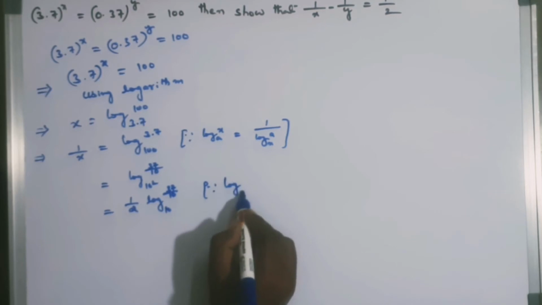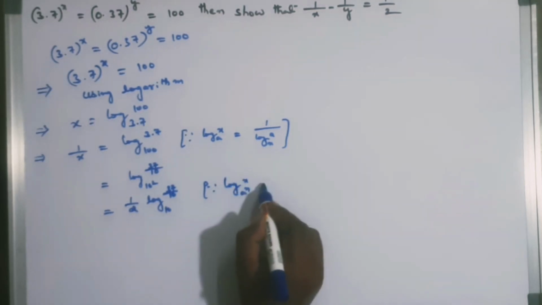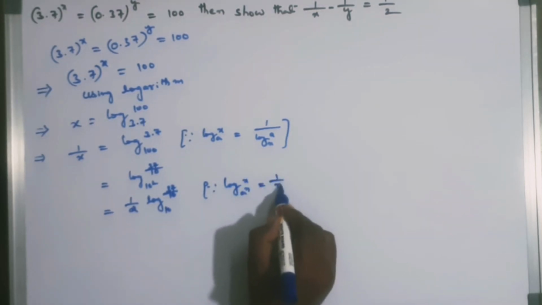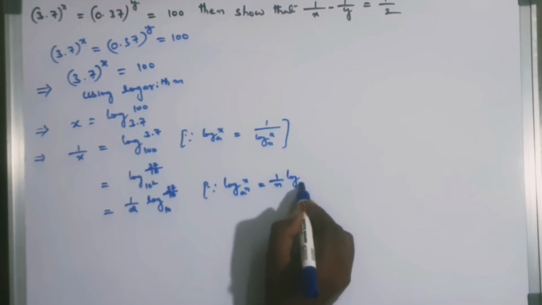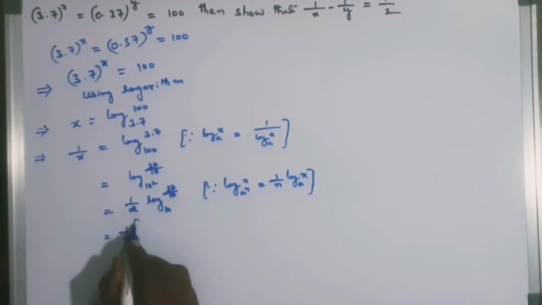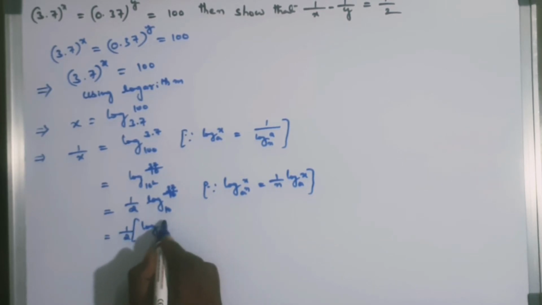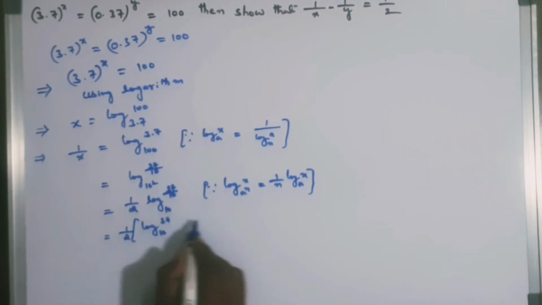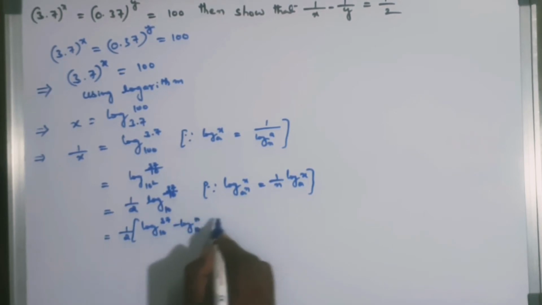Log base a to the power of n to x equals 1 by n of log base a to x. This is the formula. Okay, which equals 1 by 2 of log base 10 to 37 minus log base 10 to 10.